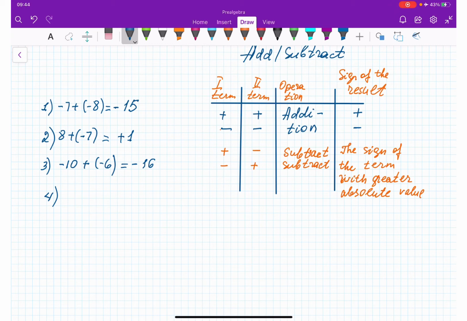Next, number 4, it's going to be -1 plus another -1. Yet again, we have negative, negative. Here it is. So negative, negative, which means we are going to add, it's going to be 2, and the sign is going to be negative, right? We put negative.